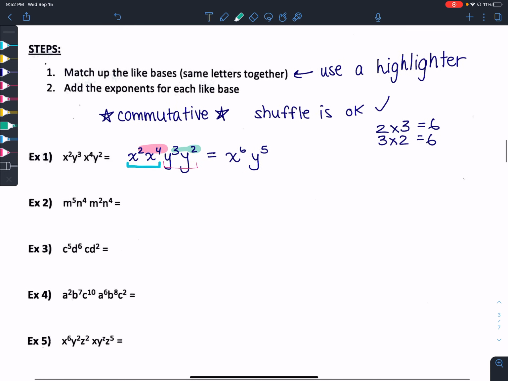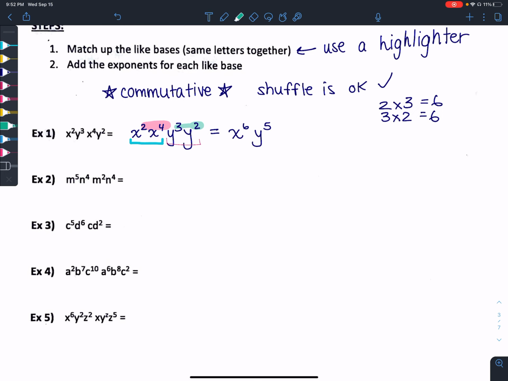So for this, I'm going to continue these ones and I'm just going to color code. Instead of rewriting it, you absolutely can reshuffle it every single time if you wanted to, but you don't have to. You can just color code and make sure that you're matching up the right numbers based on the bases that they belong to. So here we have M and N. For our M's, we have 5 plus 2. That's going to give us 7. For our N's, we have 4 plus 4, and that's going to give us 8.